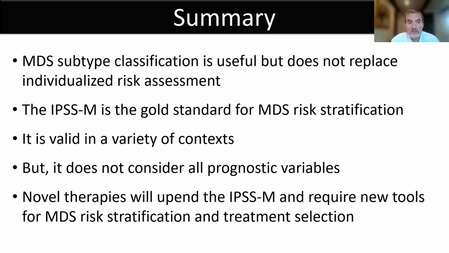So I'll end there. I'm talking about MDS subtype classification is useful, but is not the same as risk stratification. The best tool to use today is the IPSSM, which you can do in your doctor's office, or you can do at home. And it's valid in a variety of contexts at the time of diagnosis and beyond, but it doesn't consider absolutely everything. So your doctor isn't going to stick by that as the final truth if they know more about you on a personal level.